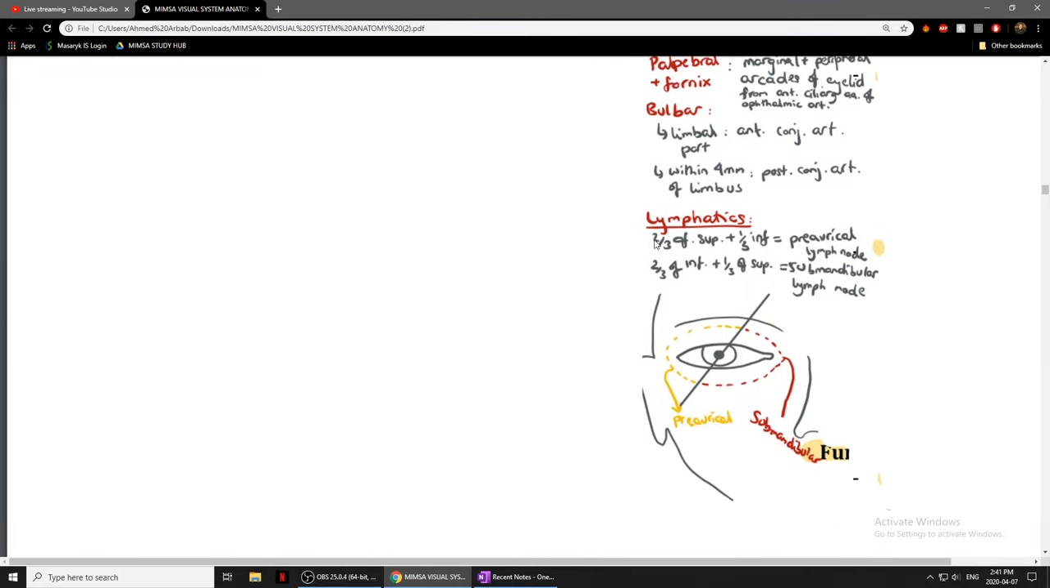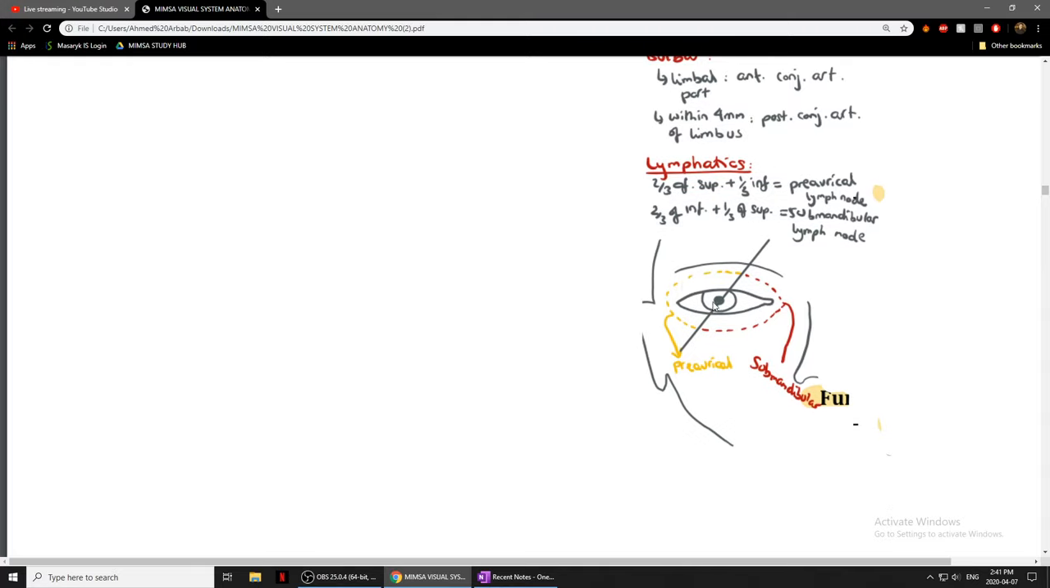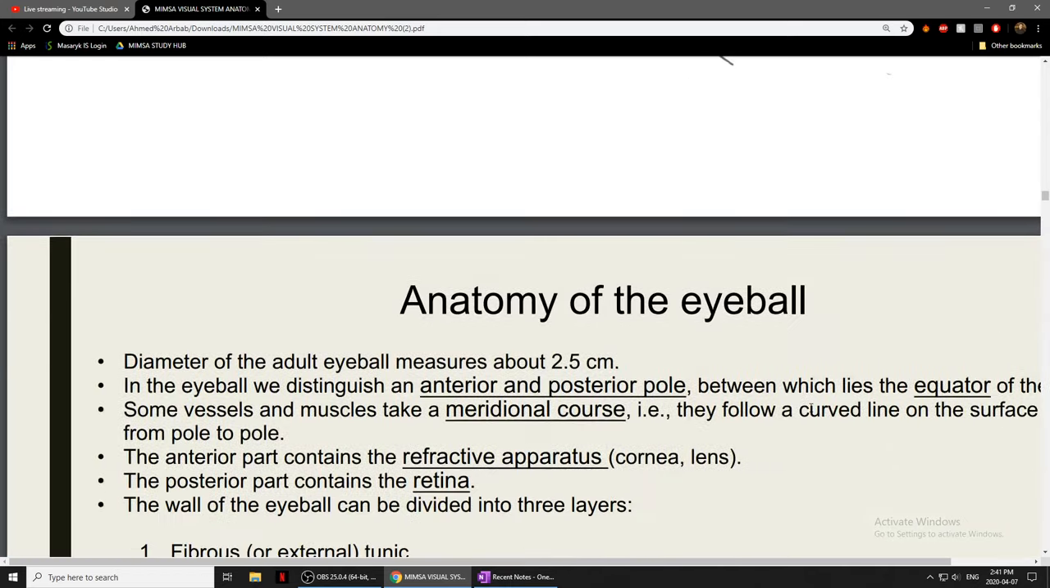So just one last thing, this is not really important, but lymphatics. There is a superior two-third and inferior one-third sort of pattern. The superior two-thirds is drained into the pre-auricular lymph node, and the inferior one-third, alongside the superior one-third, so this medial area, is drained into the submandibular lymph node.